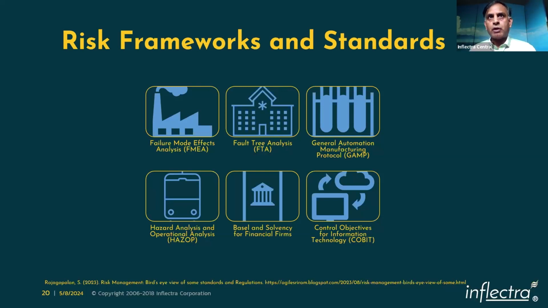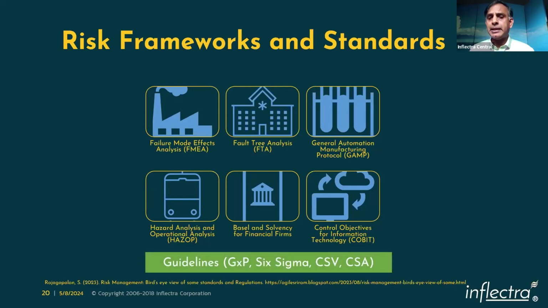The Basel and solvency, in the case of the financial industry: Basel applies for banking, solvency applies for the insurance industry, and COBIT applies for all IT related services that in fact supports pretty much all the above things that I talked about. Now, within these things, there are going to be some guidelines, some recommended things, and some required things based upon your project, your industry, and stuff like that. So there are some guidelines: the GXP protocols, Six Sigma, computer system validation, computer system assurance, all these things come into play over here.